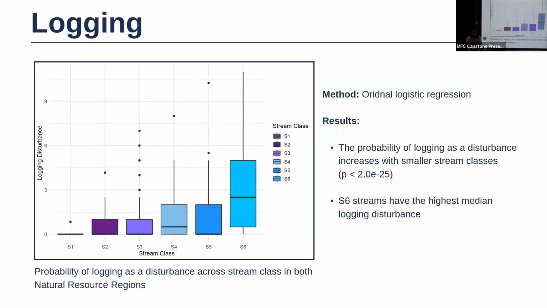So looking specifically at the impact of logging, results from an ordinal logistic regression show that the probability of logging as a disturbance increases with smaller stream classes. Notably, S6 streams were found to have the highest median of logging of around 2.5, where all other stream classes had a median of around 1 or 0. However, there are various outliers. This could just reflect the low sample size for all other stream classes other than S6 streams. But overall, this does suggest that logging impacts S6 streams more than all other stream classes.